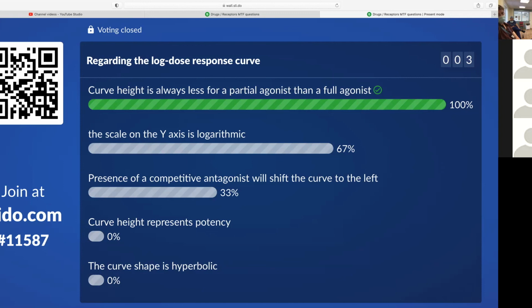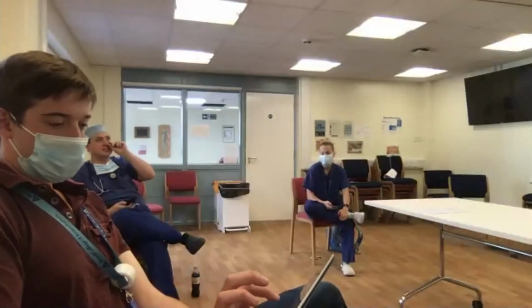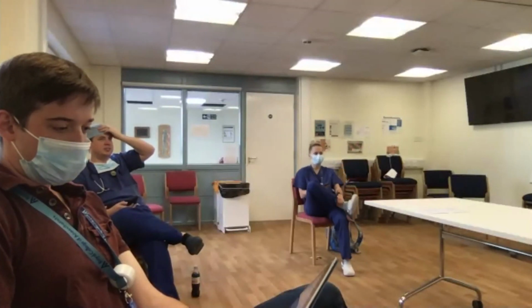So yeah, presence of a competitive antagonist will shift the curve to the left, as will a partial agonist with high doses of a full agonist. They will both shift the curve to the right, not left. Curve height represents potency. Everyone's agreed, that's great. It doesn't. What does represent potency? Activity? What I think that graph is showing is intrinsic activity. But potency relates to the dose required to generate it.